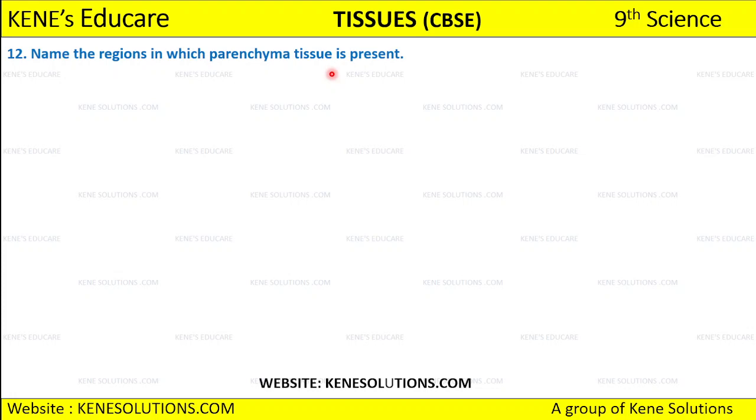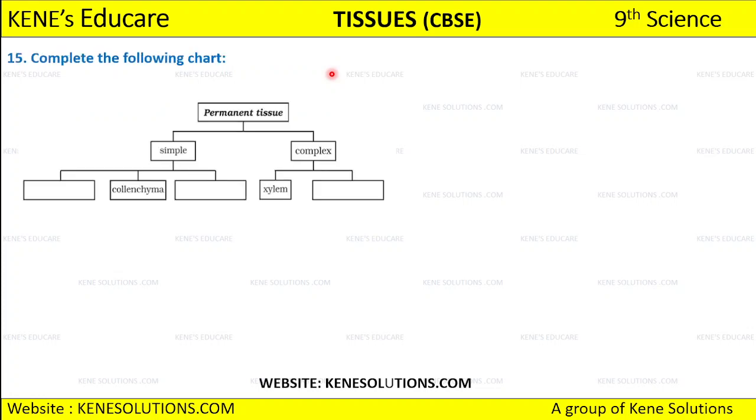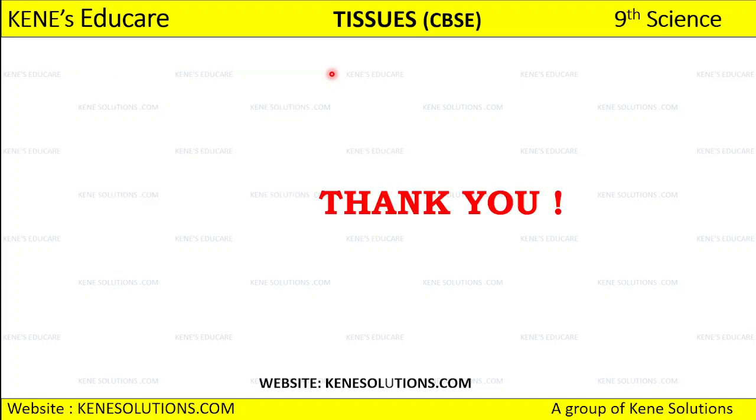After that, we will be naming the region in which the parenchyma tissue is present. Parenchyma tissue kahan pe present hai, we have to name that region. Then what is the role of epidermis in plants? Plants ke andar epidermis present hota hai, right? So what is the role of that epidermis, we will be discussing. फिर we will be discussing how the cork acts as a protective tissue for the plant. Okay, and then we will be completing this chart of the permanent tissue.